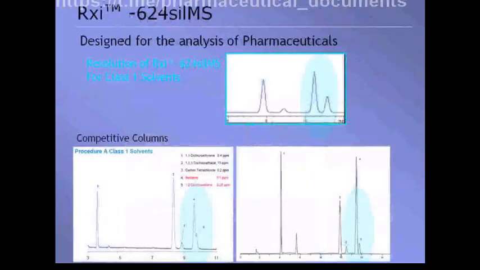I just want to mention, if you compare the RXI 624 SIL-MS even against competitive columns, one of the things you may see is the actual resolution of benzene and 1,2-dichloroethane can become a problem. So in these two competitive columns, we see that they're not getting nearly as good a resolution for those two compounds, which we actually finish off here. Don't know how important this is in honesty, because we are running a procedure B, which does get good resolution for these compounds. But overall, to produce the method, it's much more simply done with the 624 SIL-MS.